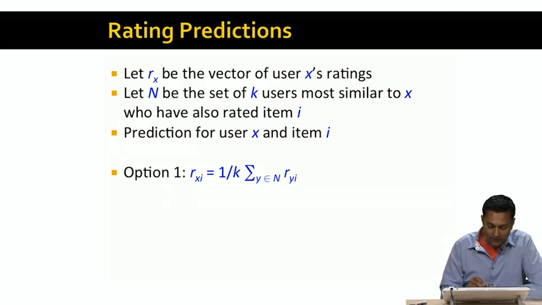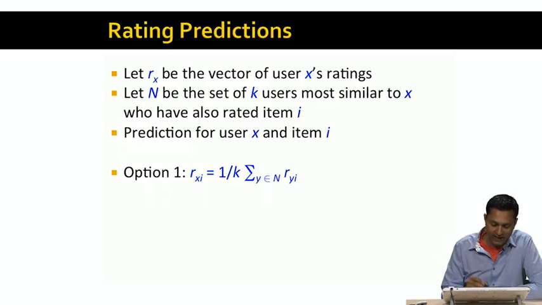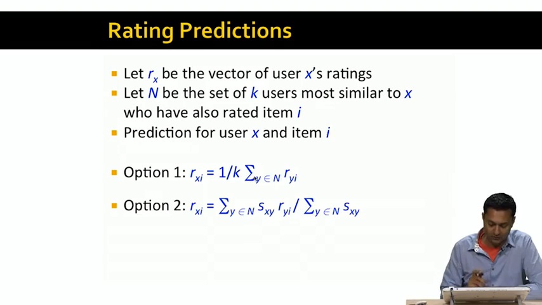Now, option 1 is very simple, but it actually ignores the actual similarity values between users. While the neighborhood N consists of users who are similar to user X, there might be a range of similarity values within the neighborhood. It might contain users who are very highly similar to user X, and a few users who are not that similar to user X. So what we'd really like to do is weight the average rating by the similarity values. That gives us option 2.